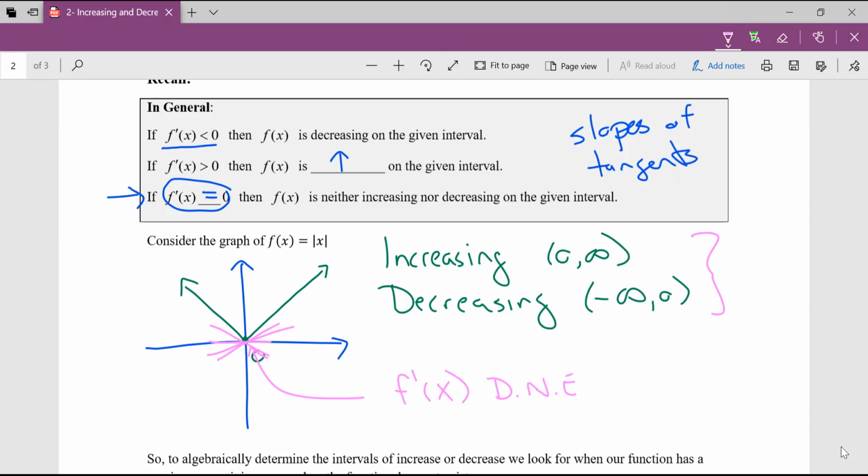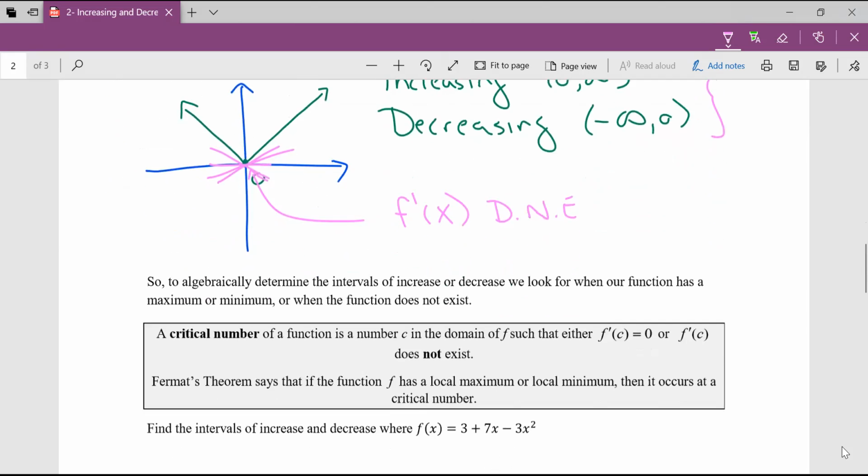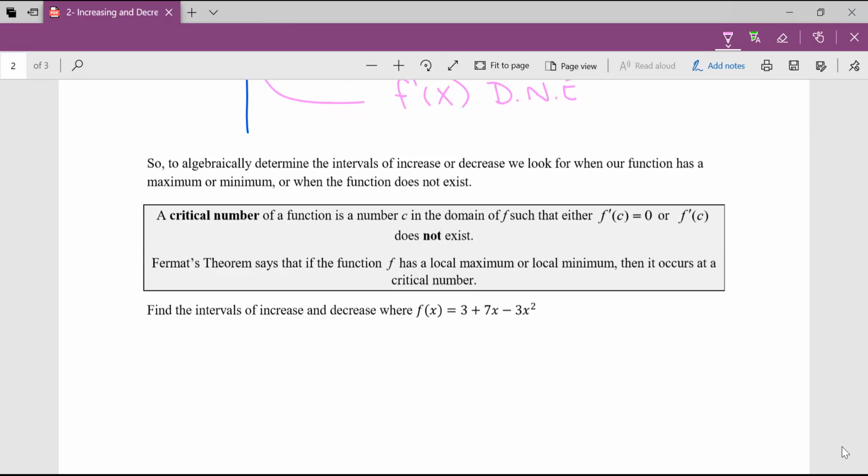So the first thing we're always going to want to find is the x value where our function goes from increasing to decreasing. We're going to find the intervals of increase and decrease, and we'll look where our function has a max or a min, or where the function may not exist. To do that, we're going to find what's known as the critical number, and we're going to call it c. It's in the domain of our function such that, this is the really important part, either the derivative is equal to 0 or the derivative does not exist, just like on the absolute value.